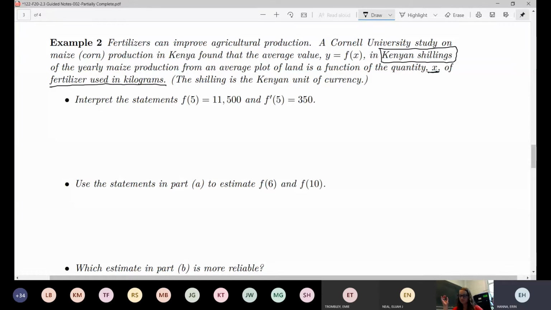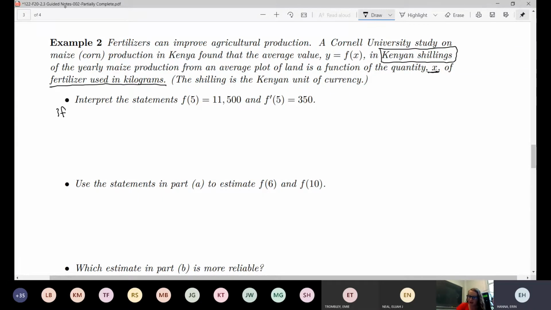which is just their currency. The first thing we want to do is interpret the two statements: f of 5 equals 11,500 and f prime of 5 equals 350. The first one isn't a derivative value at all, it's just a regular old value. So 5 is an x value, the amount of kilograms of fertilizer, and 11,500 is that Kenyan shillings amount.